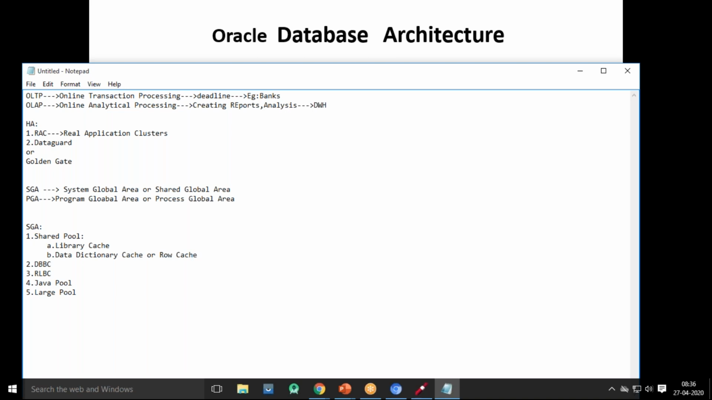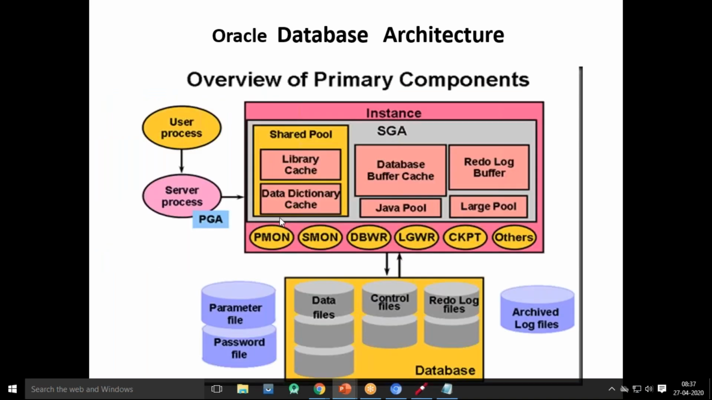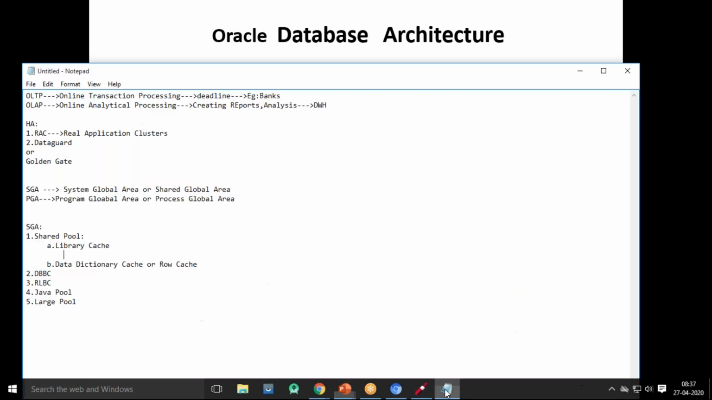So what do you mean by this library cache? What is the function of the library cache? The shared pool contains two components, one is library cache, the other one is data dictionary cache. That's what we are going to learn now. What is the function of the library cache? First, the library cache does parsing. Okay. There are four types of parsing it does.